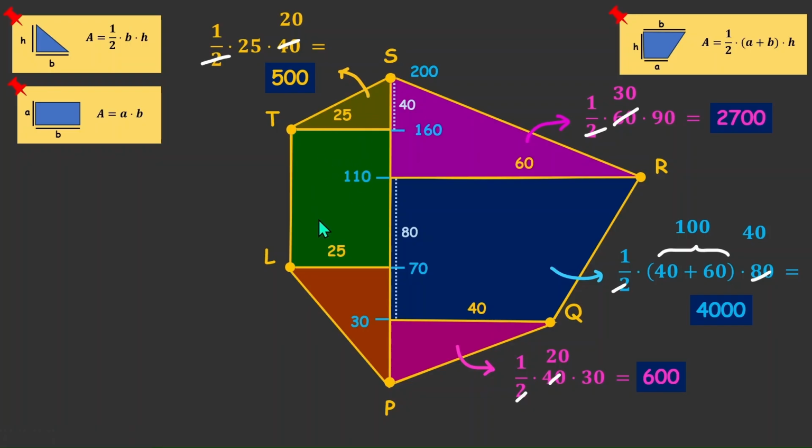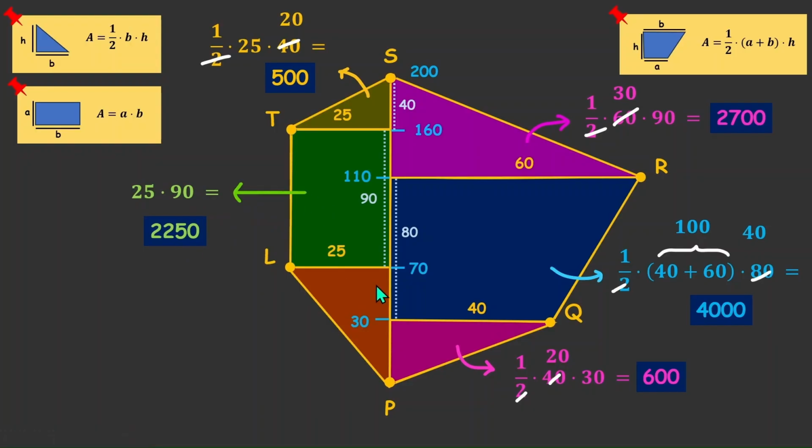Moving on to the rectangle, we have one length as 25. For the other length, we see that it is between the 70 point and the 160 point. So this height would be nothing but the difference of 160 and 70, that is 90. So our area of the rectangle would be 25 into 90. That is 2250 meters, or rather meters squared.